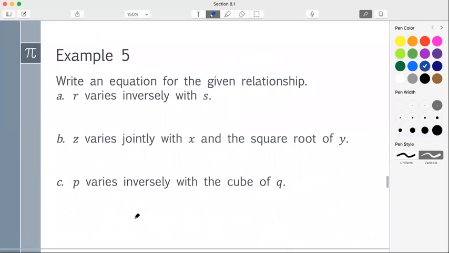All right, example 5. So we're just going to write some equations here. In part A, write the equation: y varies inversely with s. So I would write y equals a over s. For part B, z varies jointly with x and the square root of y. I would write z equals a times x times the square root of y. C, p varies inversely with the cube of q. So p equals a over q cubed.